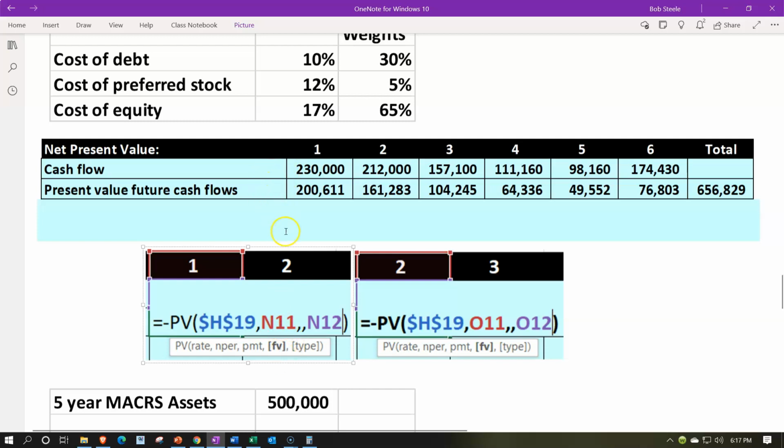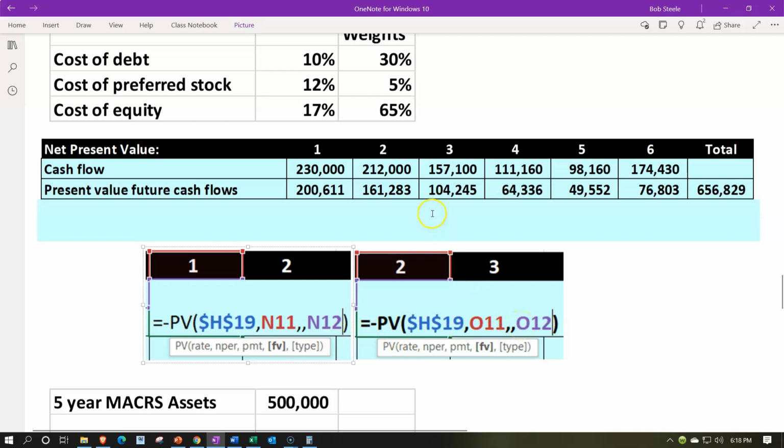If we do the same thing, if we were to copy this formula to this cell, then the $212,000 discounted at the WACC rate, weighted average cost of capital, gives us the $161,283. The formula would be negative present value, rate, same cell here, H19, that's the WACC rate, comma, number of periods is now going to be 2, but we didn't hard code it. We copied over the formula, which shifted from N11 to O11, just like we were hoping it would, comma, comma, because it's not an annuity, but present value of 1, future value then being that 212 there. That also shifted from N12 to O12 in our formula.